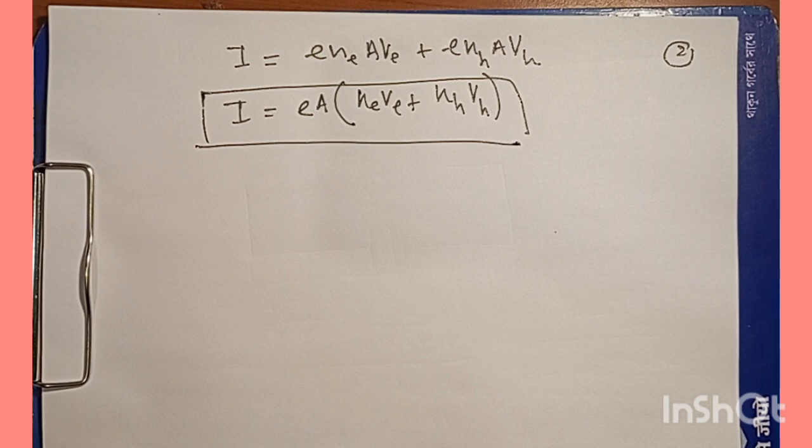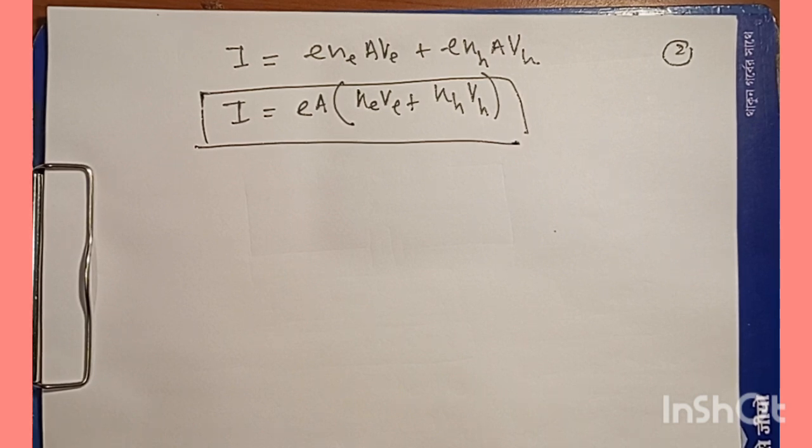And if we look at the metals, in case of metals, the current is only by virtue of the motion of what I call as electrons.